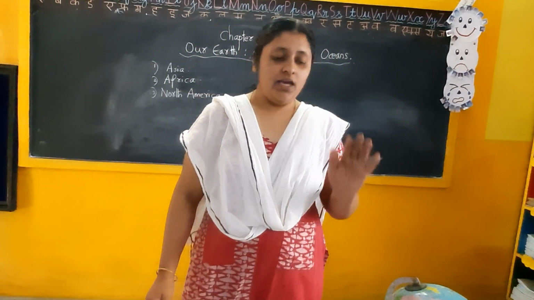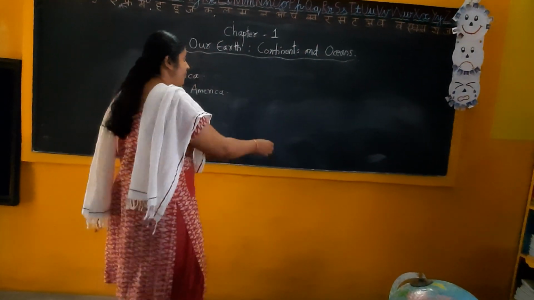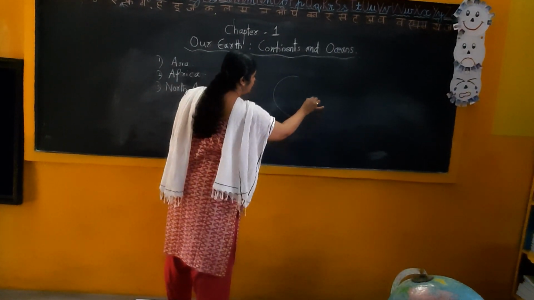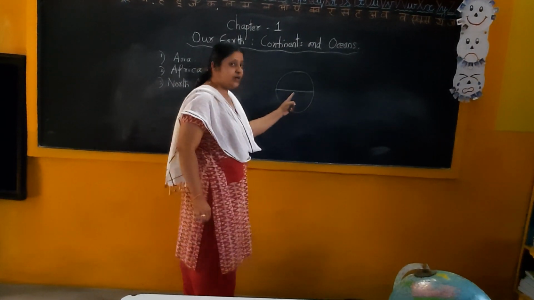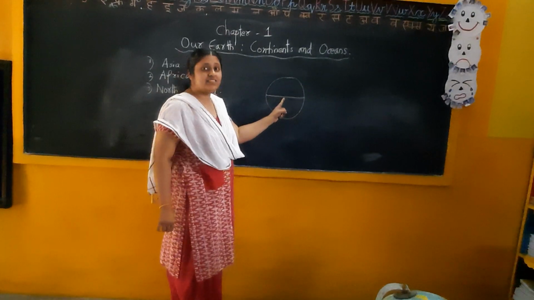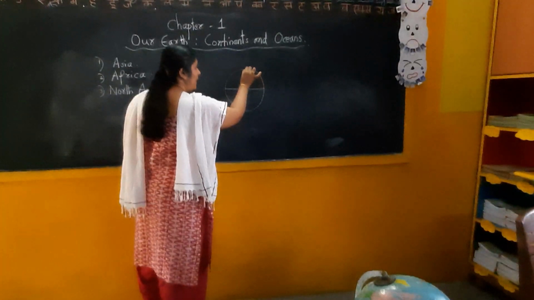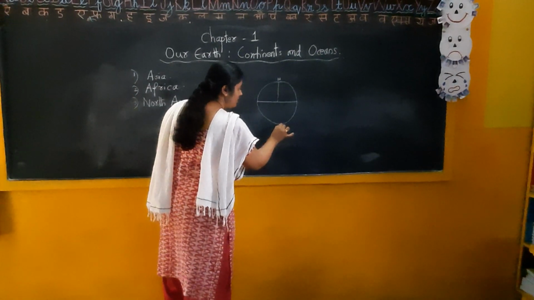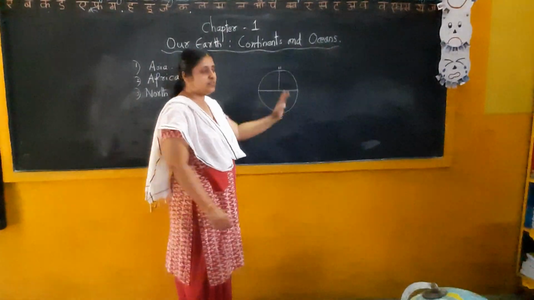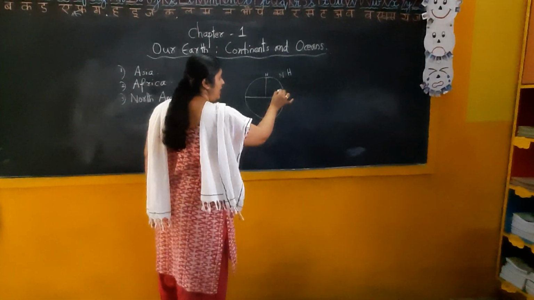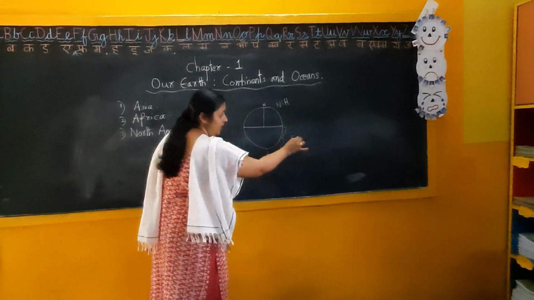The entire continent is in the northern hemisphere. What is the northern hemisphere? In class 4 also I explained that this is our Earth, and this is the equator. What is the duty of the equator? The equator divides our Earth into two parts. This is the North Pole and this is the South Pole. From the equator to the North Pole, this part is known as the northern hemisphere, and from the equator to the South Pole, this part is known as the southern hemisphere.